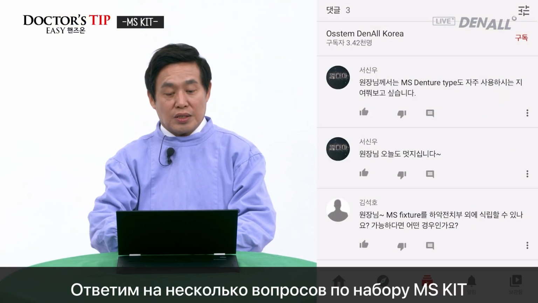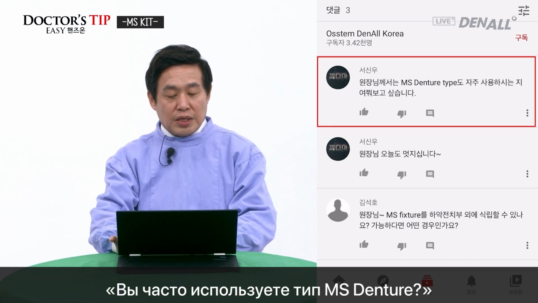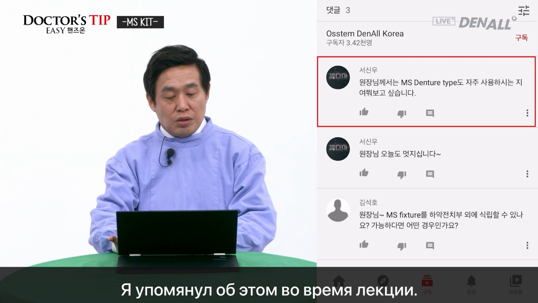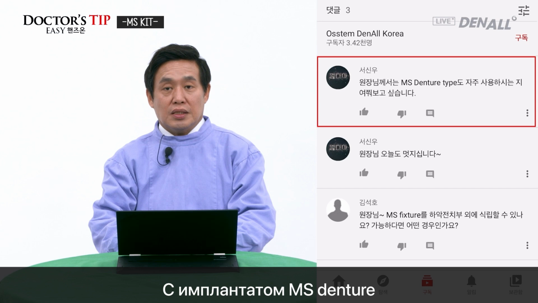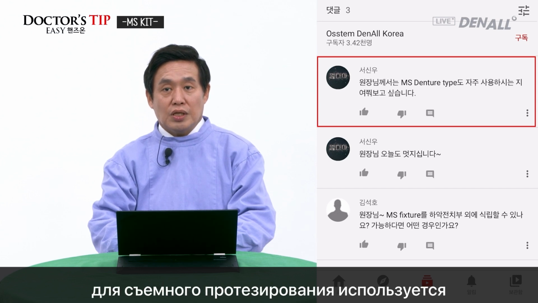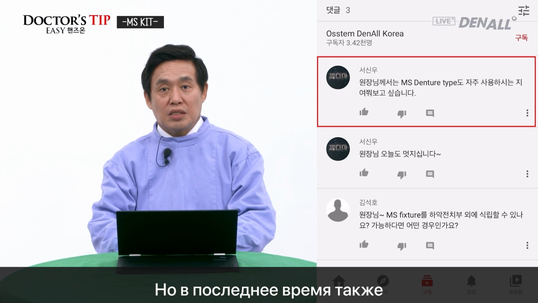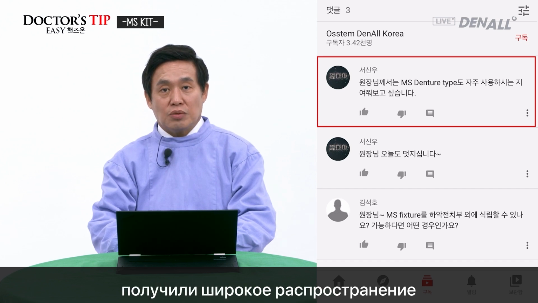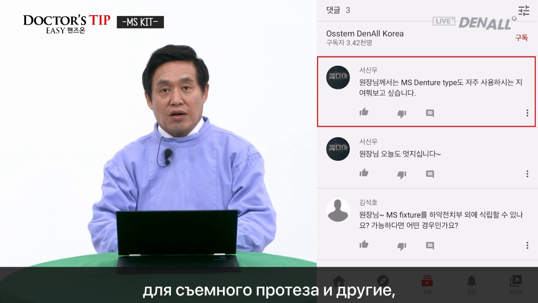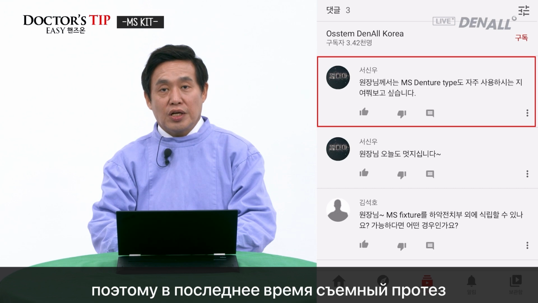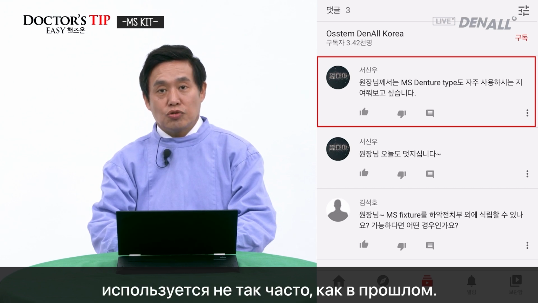So let's answer some of the questions related to the MS kit. Dr. Shinuso says, do you frequently use the MS denture type? I do believe I told you in the lecture. In the case of the MS implant denture type, in over-denture, O-ring connection is where this implant is used. But recently, for over-dentures, locator and other connections are readily available. So recently O-ring type over-denture is not used as much as in the past.